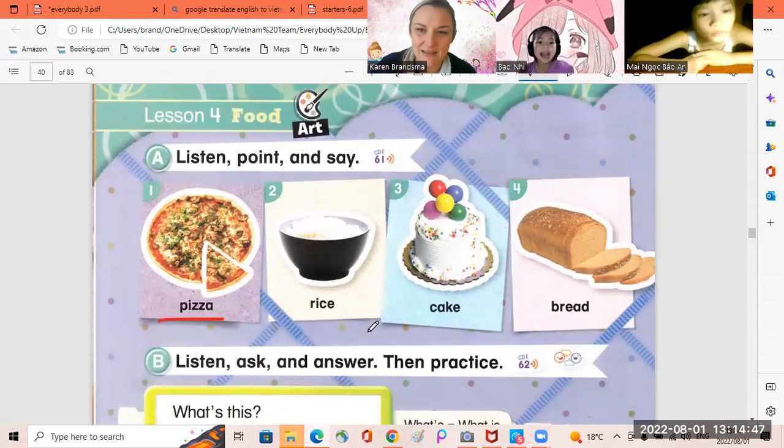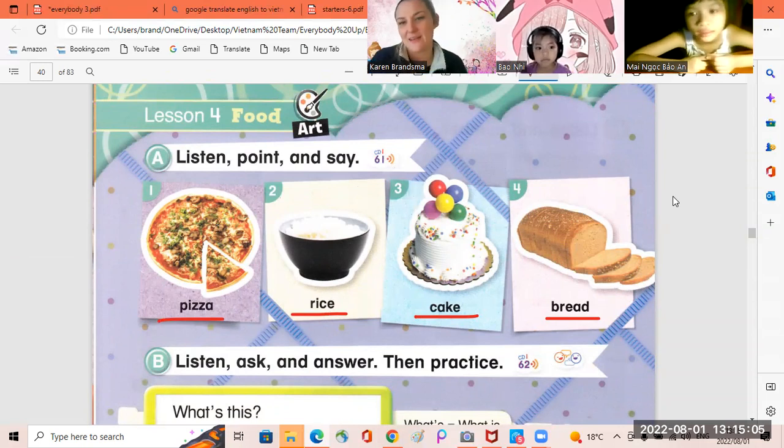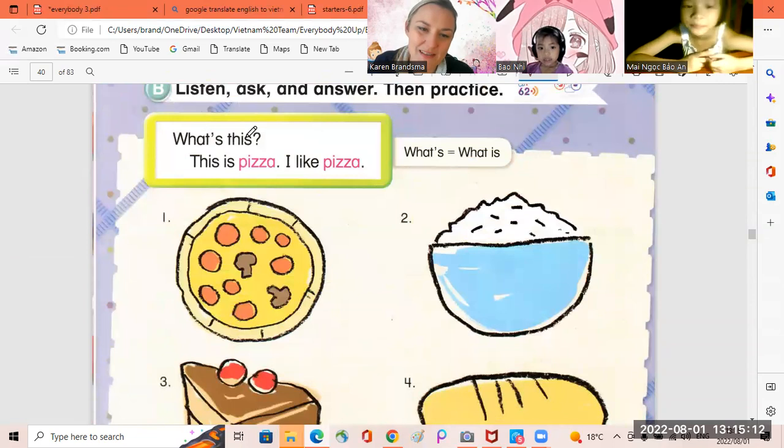Pizza. Rice. Bread. Cake. Okay, Bao An, which one do you like? I like cake. Ni, which one do you like? I like pizza. Yes, okay, good. What's this? This is pizza. I like pizza.